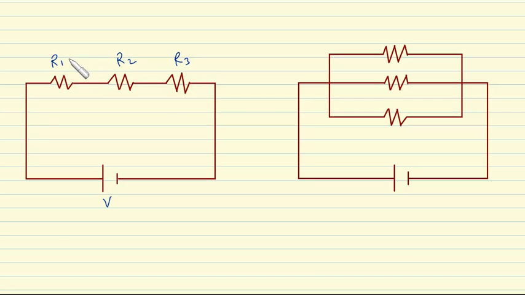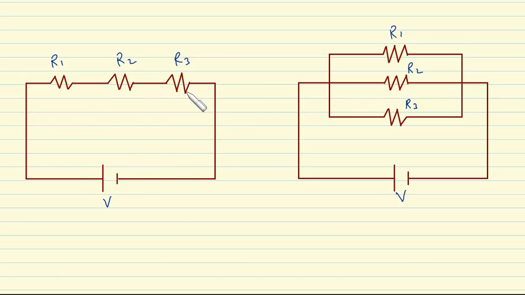R1 may be 1 ohm, or it can be 100 ohm, or anything. And in this circuit also we have a battery of say V volt, and then we have three resistors, say R1, R2, and R3. Now you can notice that in both the circuits we have one battery and three resistors. But still there is a lot of difference between both the circuits, and now we are going to understand what that difference is.